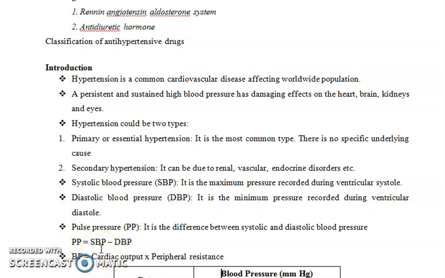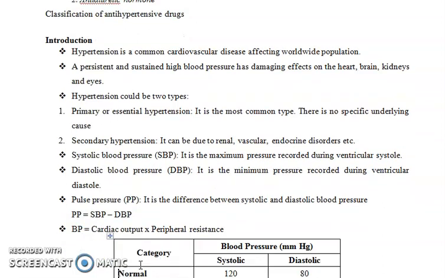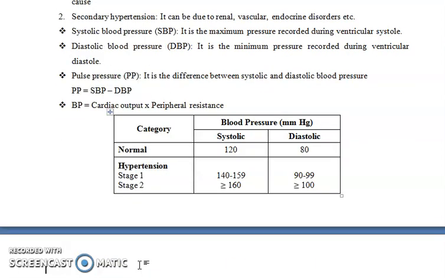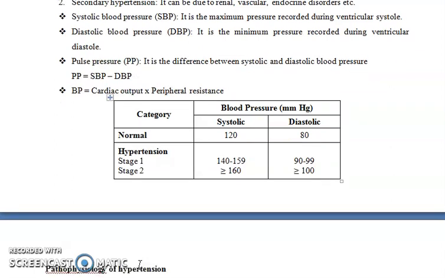Next, blood pressure mainly depends upon two parameters, cardiac output as well as peripheral resistance. If any one of the parameters increases, that is, cardiac output increases or peripheral resistance increases, then finally the BP increases. So there is a direct relationship between cardiac output, peripheral resistance and BP. And these are the normal levels of systolic as well as diastolic blood pressure.